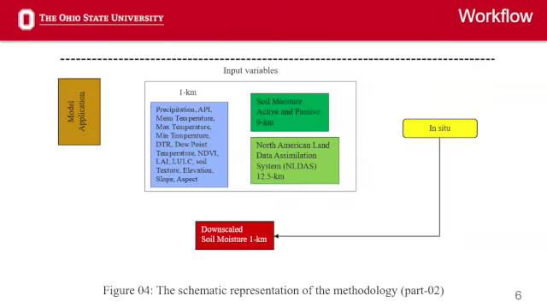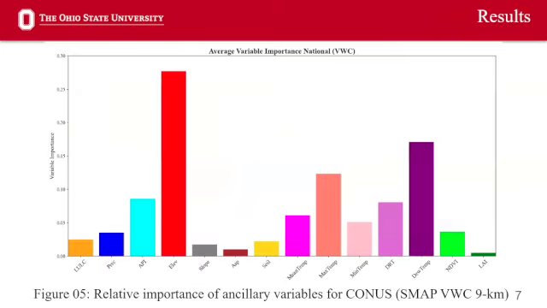And the second part is model application. If I want to downscale to 1 km, then I have to have those input variables at 1 km. So again, I use nearest neighbor interpolation. And then I collected almost 1,200 soil moisture in situ data sets to validate the model. And then I have the final downscaled soil moisture 1 kilometer products.